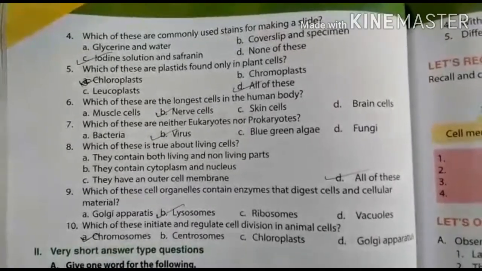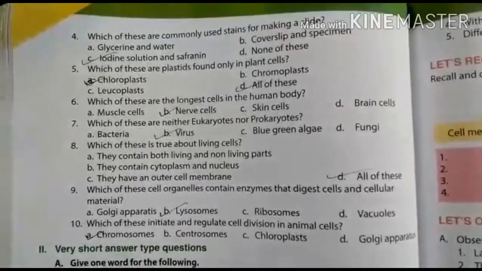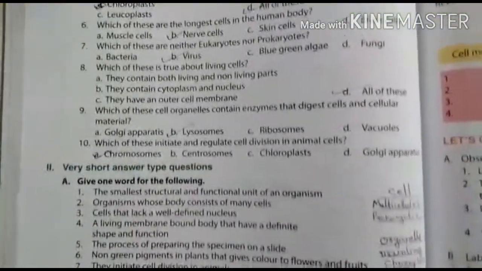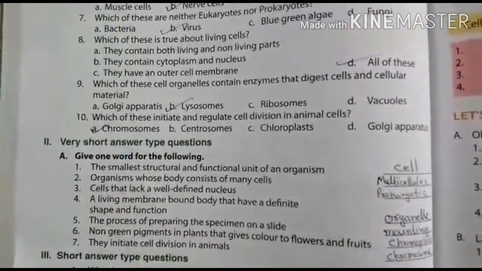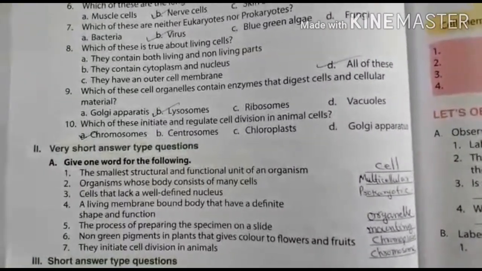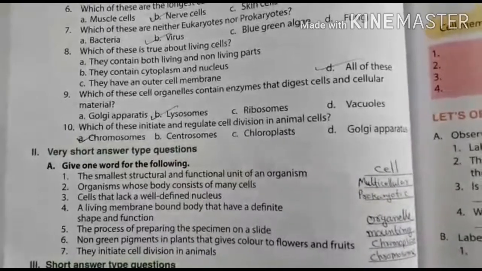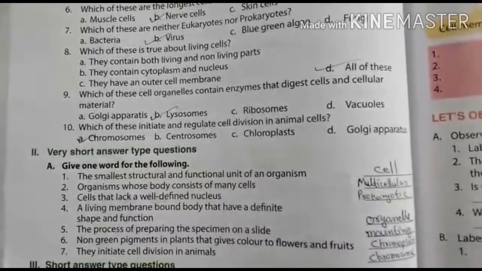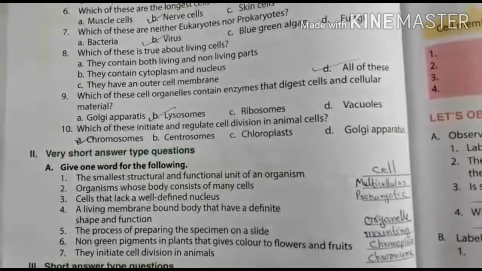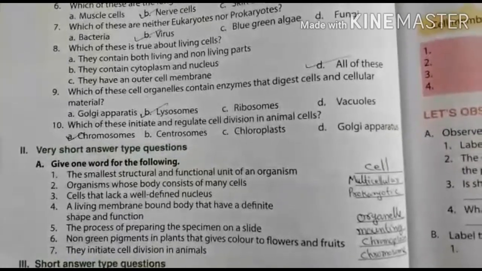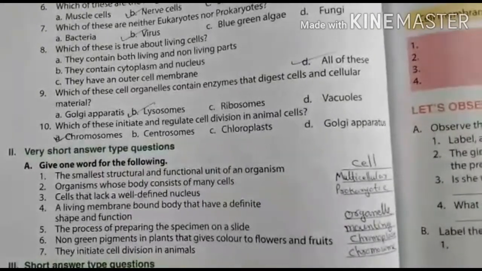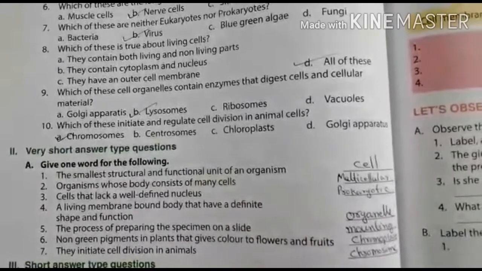Which of these cell organelles contain enzymes that digest cells and cellular materials? It is lysosomes. Which of these initiate and regulate cell division in animal cell? Chromosomes. One word answers. The smallest structural and functional unit of an organism is cell. Organism whose body consists of many cells is multicellular. Cell that lacks a well-defined nucleus is prokaryotic. A living membrane-bound body that has a definite shape and function is organelle. The process of preparing the specimen on a slide is mounting. Non-green pigments in plants that give color to flowers and fruits are chromoplasts. They initiate cell division in animals: chromosomes.